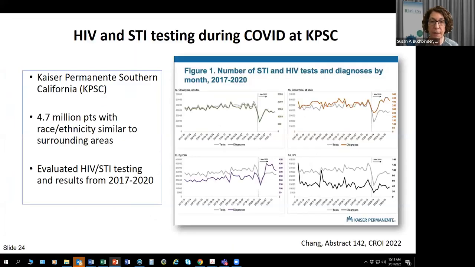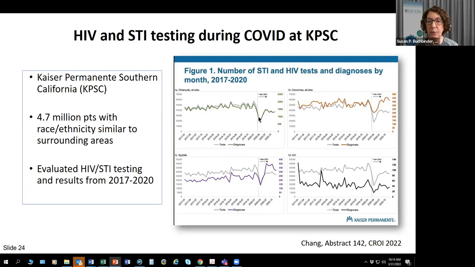So let's turn to talking about HIV testing. There were a number of studies on HIV testing. I just pulled out this one from Kaiser Permanente Southern California that serves 4.7 million patients, and they evaluated chlamydia, gonorrhea, syphilis, and HIV testing. In the gray bars and the scale on the left, you'll see the testing rates. And on the right-hand side, what you'll see is the actual positivity rates.